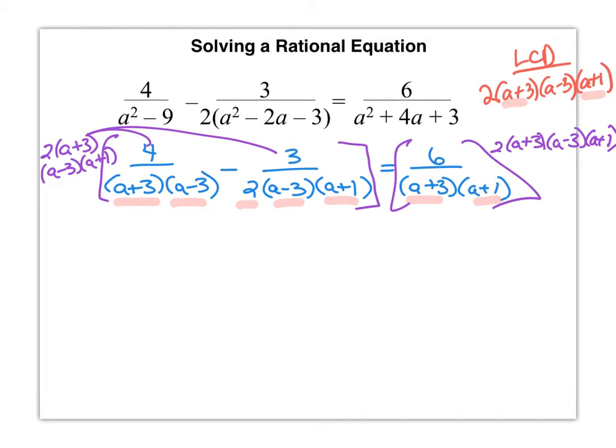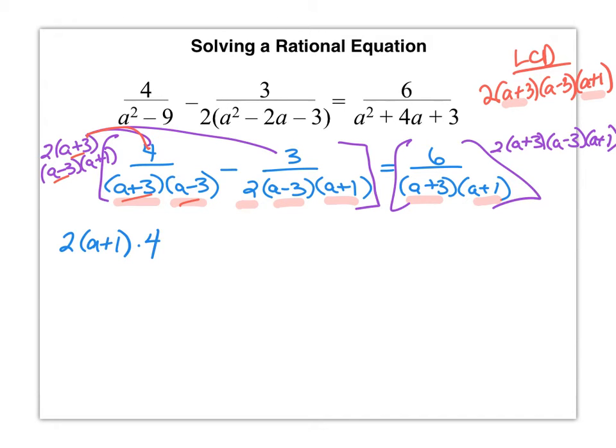So we will have some simplifying when you multiply the LCD times the first term. That a plus 3 will divide out with that a plus 3, and that a minus 3 will divide out with the a minus 3 factor. So the result would be 2 times a plus 1 times that numerator of 4, with the other factors canceling out.